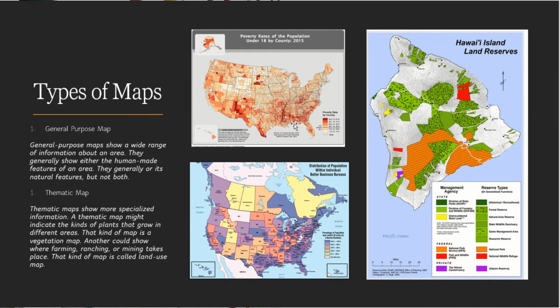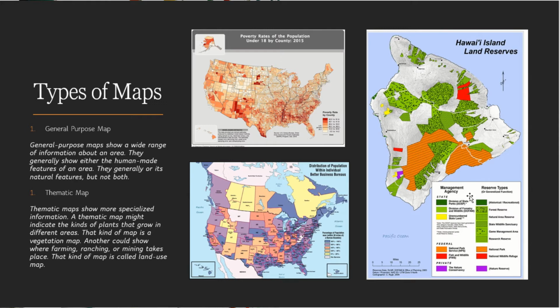Now that theme can be the man-made feature as well as the natural feature, okay. But here we cannot represent both features on the same map. So if you want to represent a theme, there will be the particular theme to represent the information about that subject. So these are the examples for that. So there are two types of the map: one is the general purpose map and the other is the thematic map.